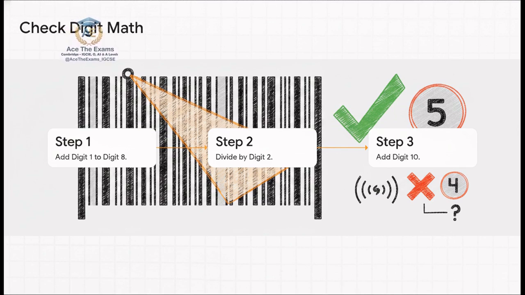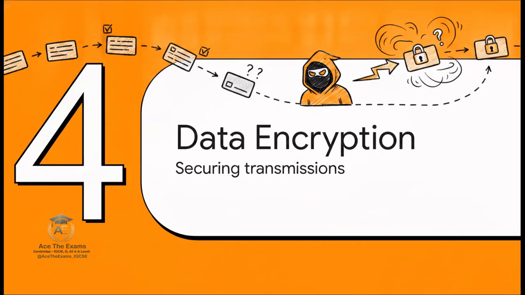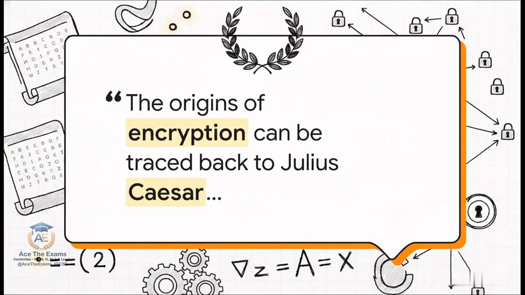If it churns out a 4 instead, the computer instantly knows the scanner missed a line or a human typed it in wrong, and it rejects the input. It's a fully automated, built-in quality control check. Finally, let's look at Section 4, Securing Data with Encryption. All right, we are entering our final challenge.